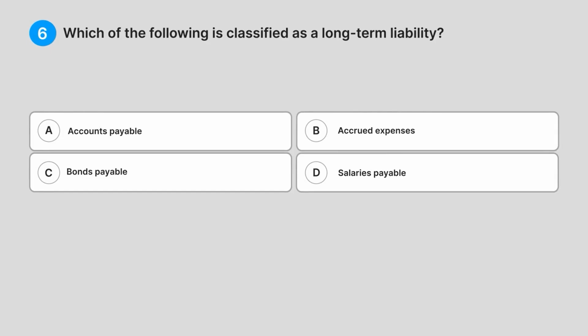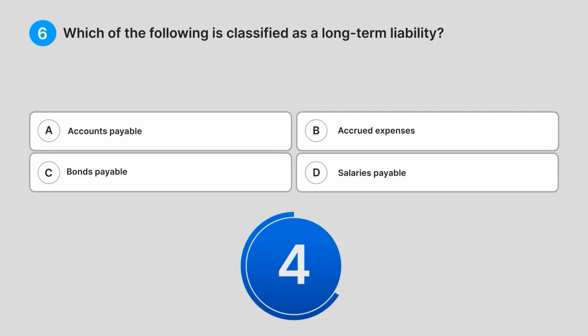6. Which of the following is classified as a long-term liability? A. Accounts payable. B. Accrued expenses. C. Bonds payable. D. Salaries payable. Do you know the answer?